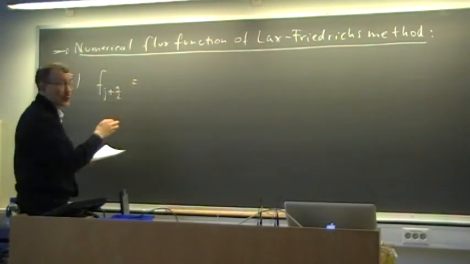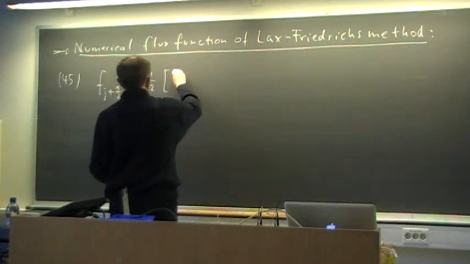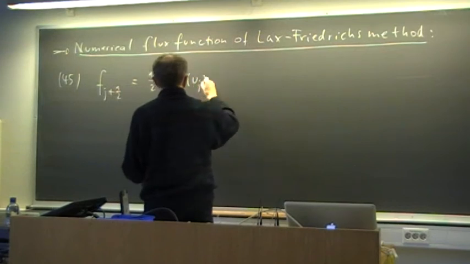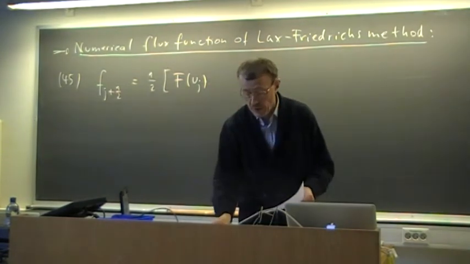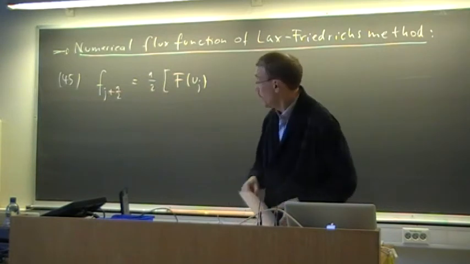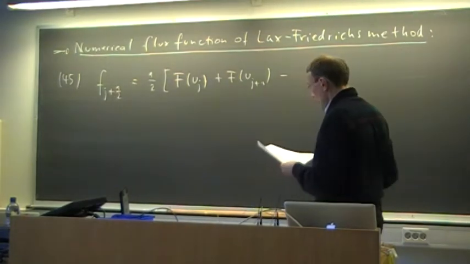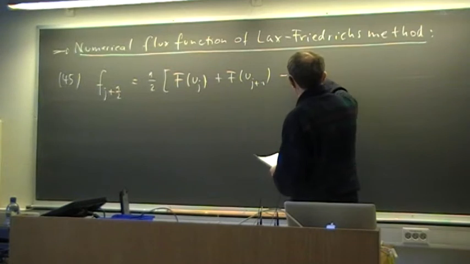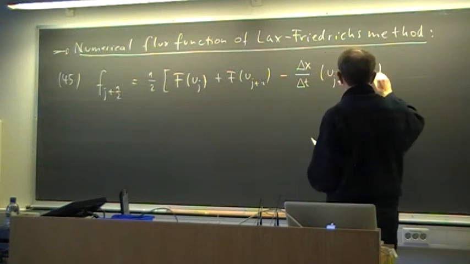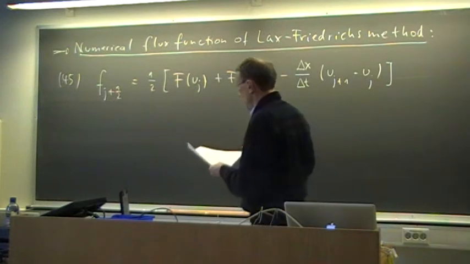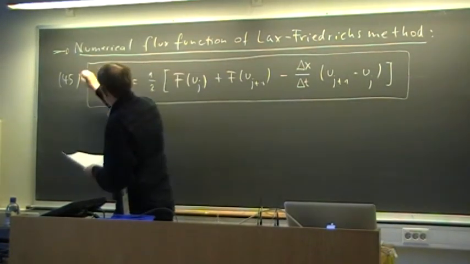F j plus 1/2, we always focus on that, is then equal to 1/2. We take the average by taking the flux function f of our conservation law, evaluating that at uj, and add f of uj plus 1. And then we subtract, it turned out that this was delta x over delta t, times uj plus 1 minus uj. So then we have this form of the Characterization method.